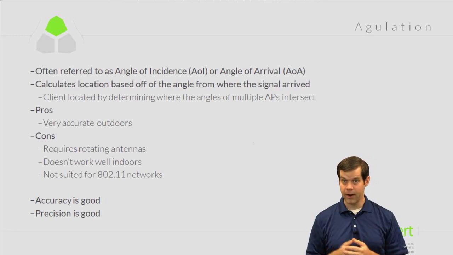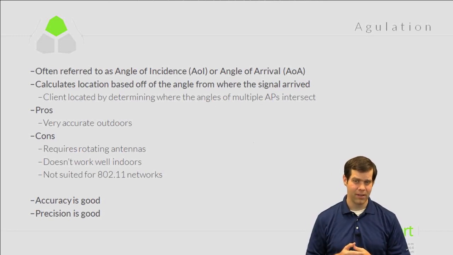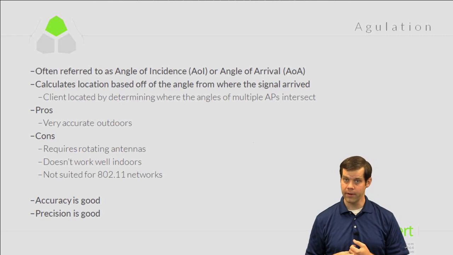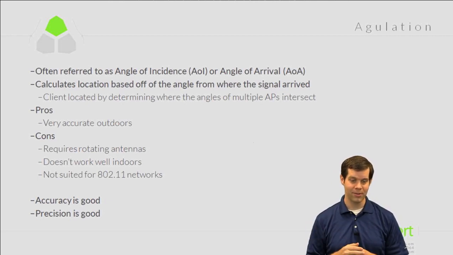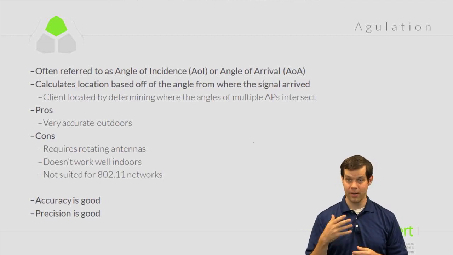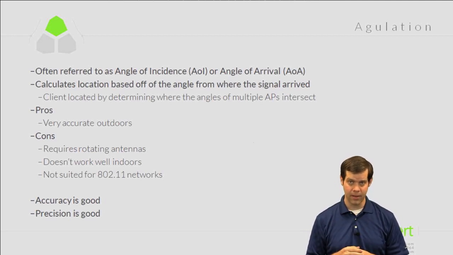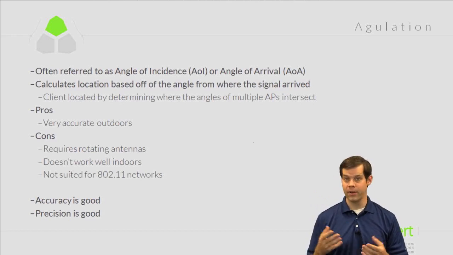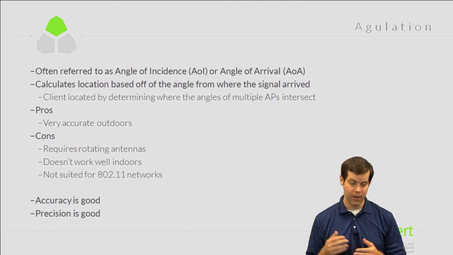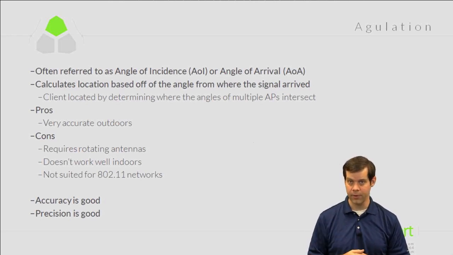Now, the pros is this is very accurate outdoors. It's really an outdoor-only kind of method, but very accurate. Cons, we need those rotating antennas. Really doesn't work in the Cisco world here. Also doesn't work indoors just because of all the crazy multipath stuff that can go on as signals are bouncing all around, as they tend to do indoors. And it's really not suited for 802.11 networks. So we would never use this really in a Wi-Fi network, but it is a method that's mentioned, so you should know how it works. But accuracy good, precision good, assuming that you're outdoors.